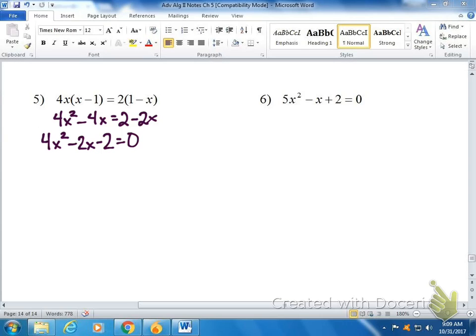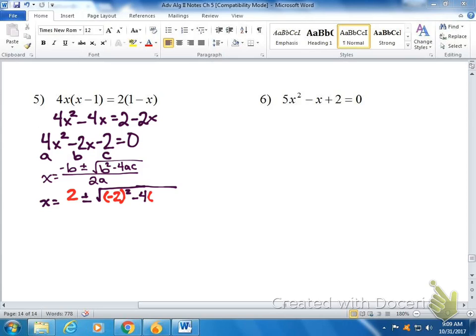So I'm going to use 4 to be my A, negative 2 to be my B, negative 2 to be my C. Recall the quadratic formula: opposite of B, plus or minus square root of B squared minus 4AC, all over 2A. So opposite of B is 2. But when we plug in B, it's actually negative 2 squared, minus 4 times the A, 4 times the C, negative 2, all over 2A. So 2 times the A number.